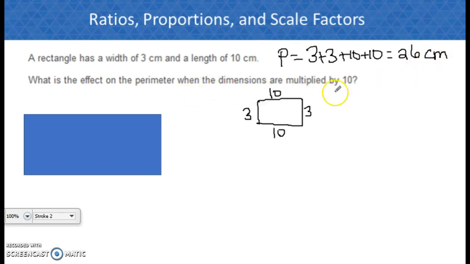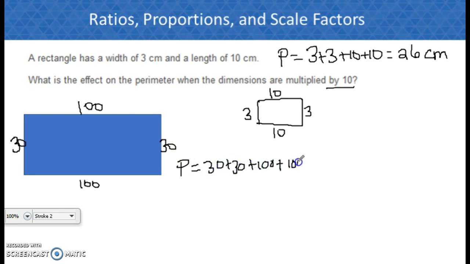Now we want to know what happens if we multiply the dimensions by 10. So instead of 3, we're going to do 3 times 10, and that would be 30. And instead of 10, we're going to do 10 times 10, and that would be 100. And then again, opposite sides of the rectangle are the same. So the perimeter of the new dilated rectangle would be 30 plus 30 plus 100 plus 100.